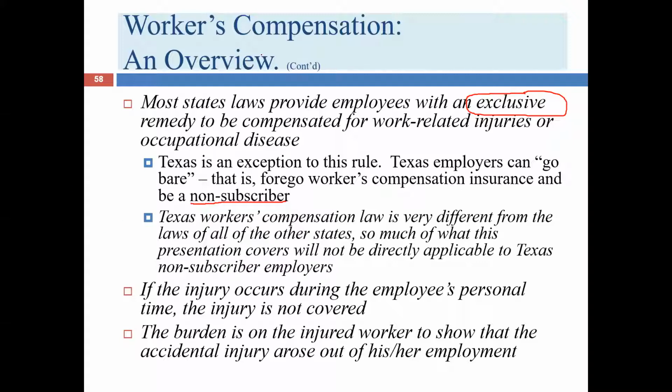Here, let's first of all go through some aspects of workers' compensation coverage, whether you are in a state that requires it or in a state that doesn't require it, like Texas. First of all, this is not a general health insurance product. This is not intended to cover the needs that an employee has for health insurance.